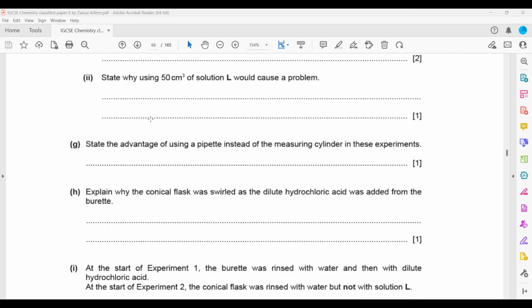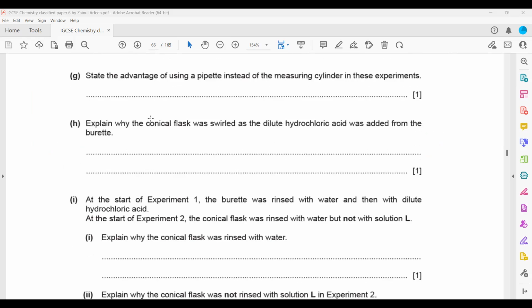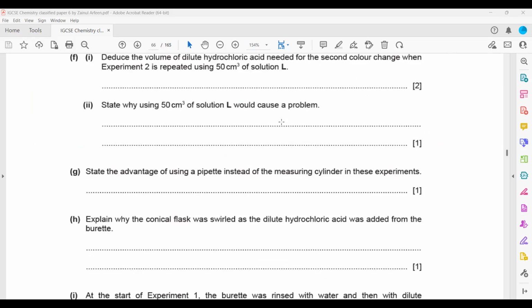How is it a problem during the experiment? Because you have to repeat the same procedure. How is refilling a burette a problem? Because when you refill, air will enter again. Then you have to open the tap and remove the air again. You have to do the whole procedure again. That's why it's a problem.